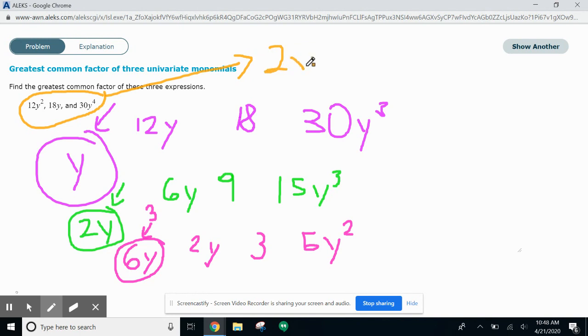You would say, all right, 12y squared becomes 2y divided by 6, take out a y. And 18y divided by 6 would be 3. Take out a y, no y's left. And 30y to the fourth divided by 6 would be 5. And take out 1y to make it 3. So this is the most factored one, with our GCF being 6y.